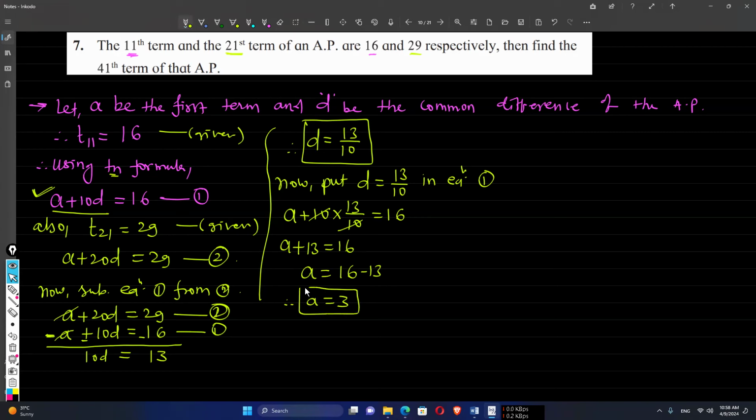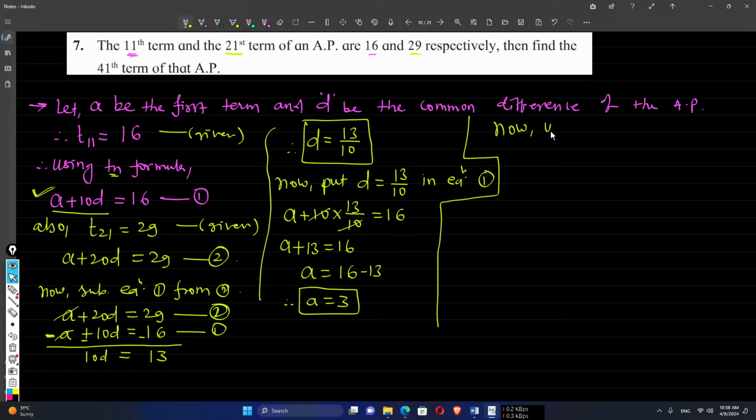Therefore, the first term of our AP is 3. Now we have the first term of the AP and the common difference D. So we can find any term in this arithmetic progression using Tn formula.